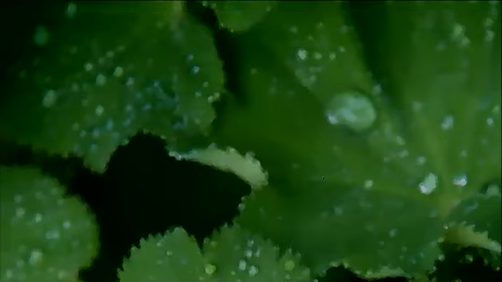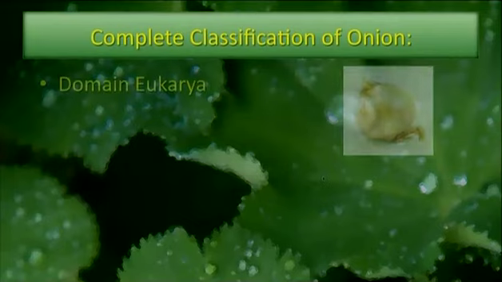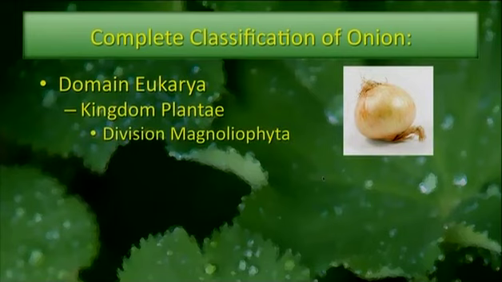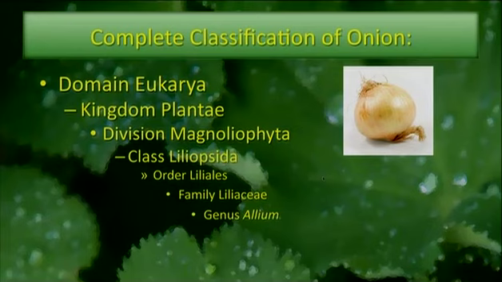Now if we were to do a complete classification of onion, we would put it in the domain Eukarya, the kingdom Plantae, the division Magnoliophyta, the class Liliopsida, the order Liliales, the family Liliaceae, the genus Allium, and the species Allium cepa L for Linnaeus. So you'll need to know this classification system.